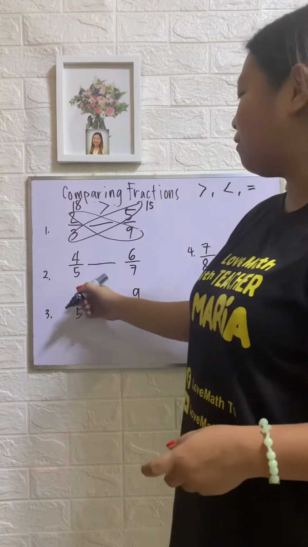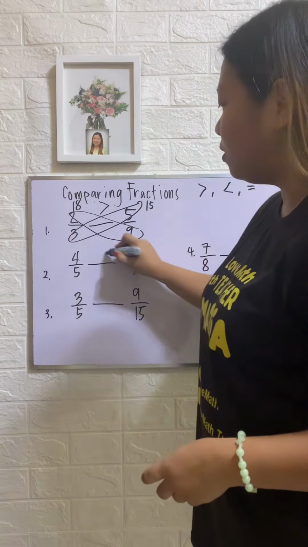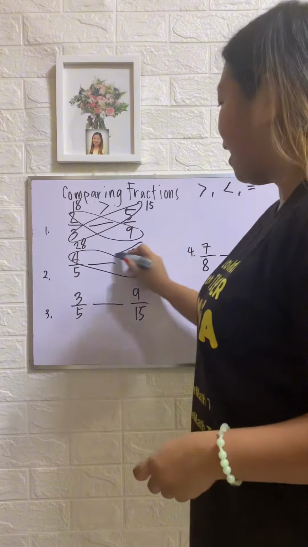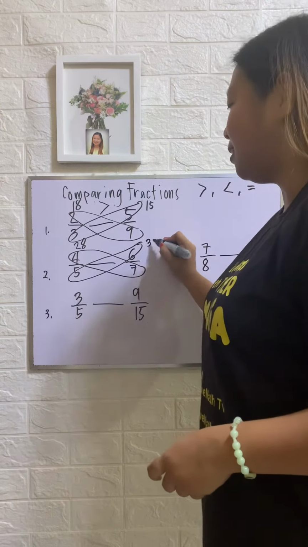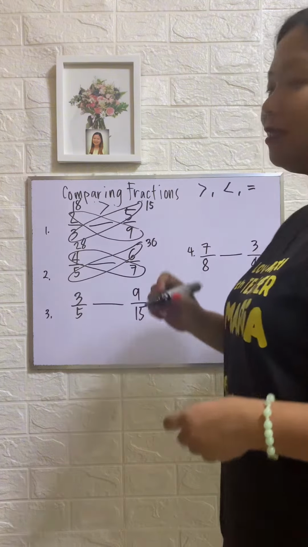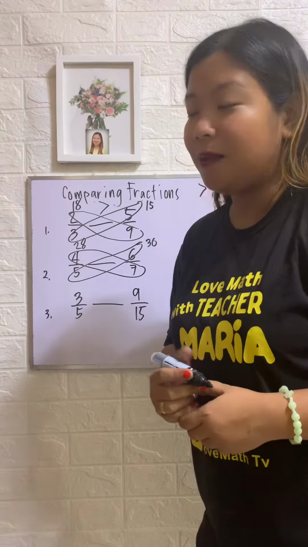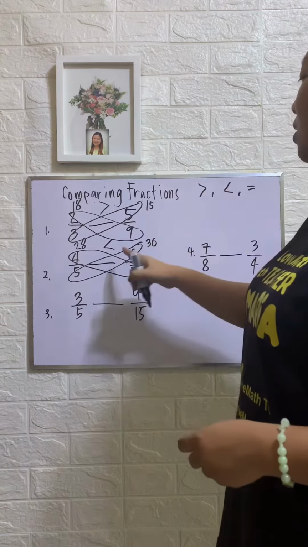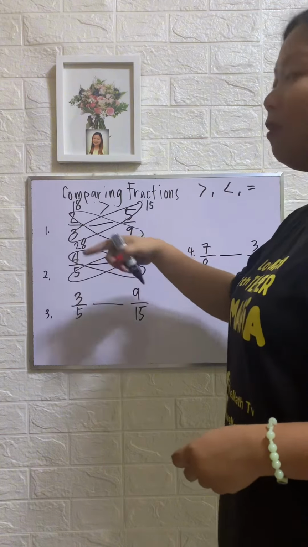Okay, how about 4 over 5 and 6 over 7? So, we multiply 4 times 7, that's 28. Correct. And then 5 times 6, ilan yan? 30. Now, let's compare 28 and 30. Is it greater than, less than, or equal? Dahil mas maliit si 28 kesa kay 30, you use less than. Kung sino yung maliit doon, nakatutok yung symbol natin, ha?